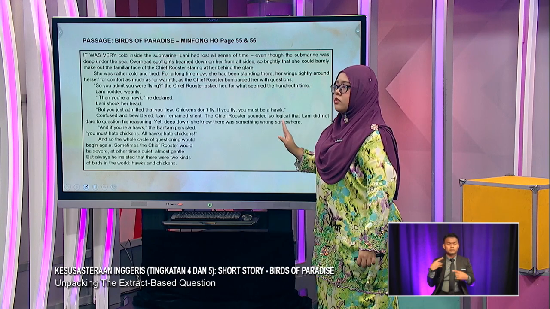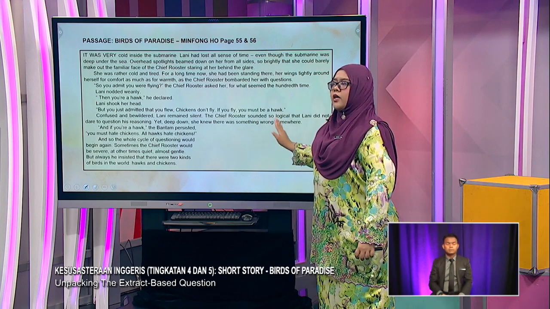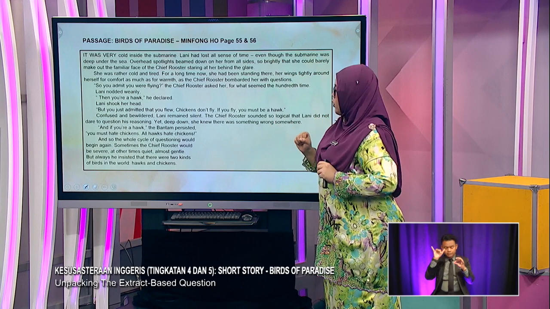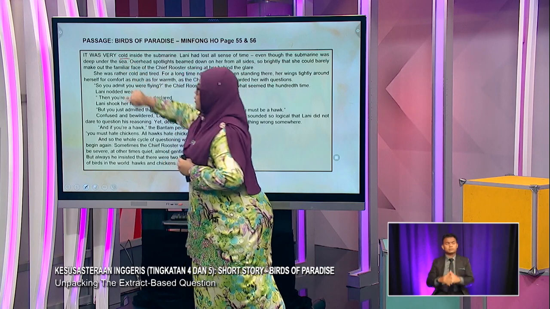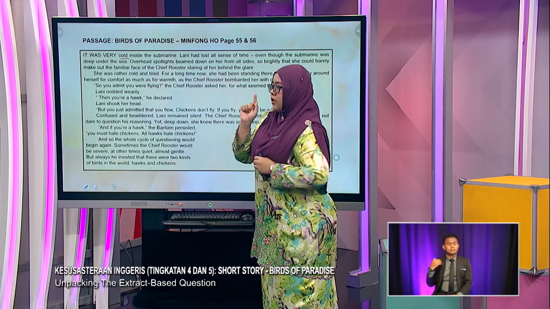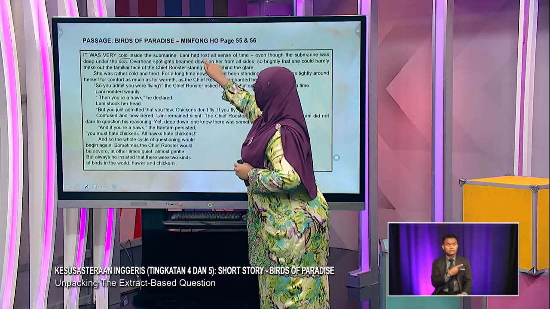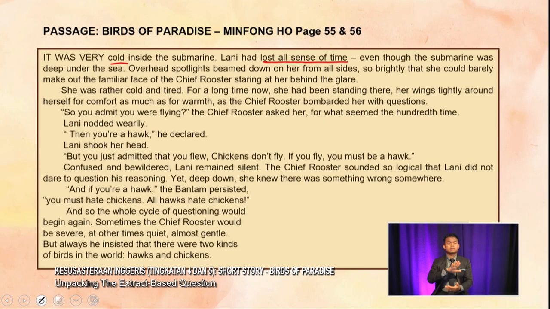We know that this is the interrogation part. What kind of words pop out to you when you're interrogating? And look at the setting. Here, you can see the word cold. When she's in that setting, you can see Lani has lost all sense of time. Then you have that kind of interrogation. You're looking at the setting. It's in a submarine. The spotlight's beaming down on her. It's very bright. Is that very comfortable? No. It's actually sometimes a physical torture. This is a form of physical torture.